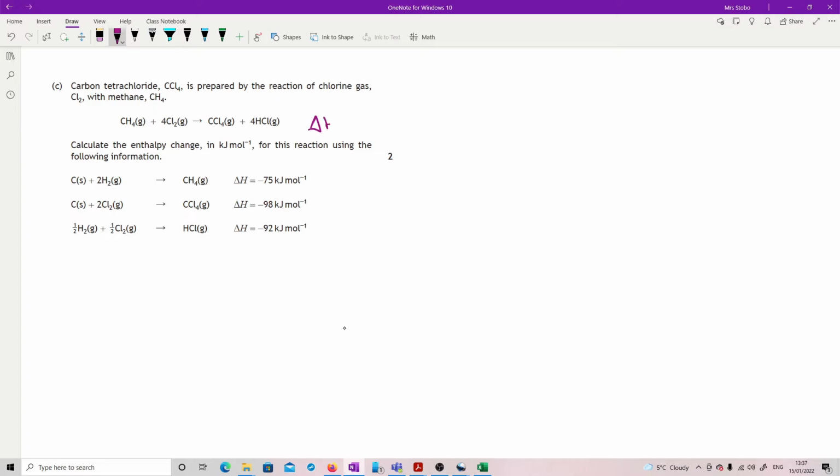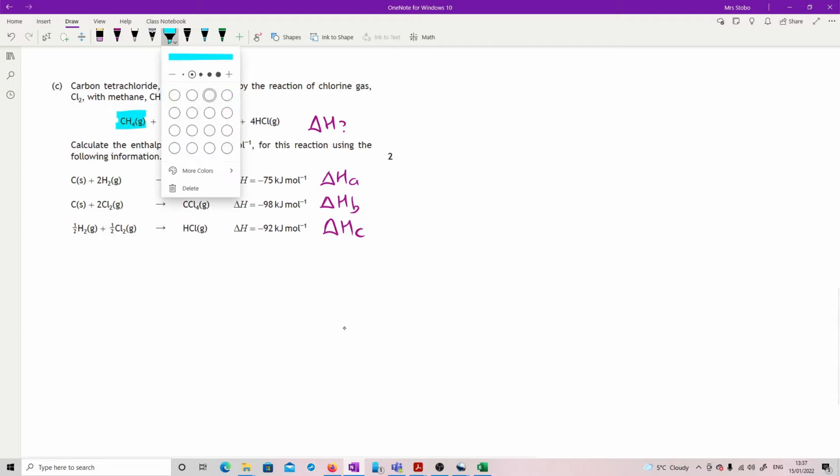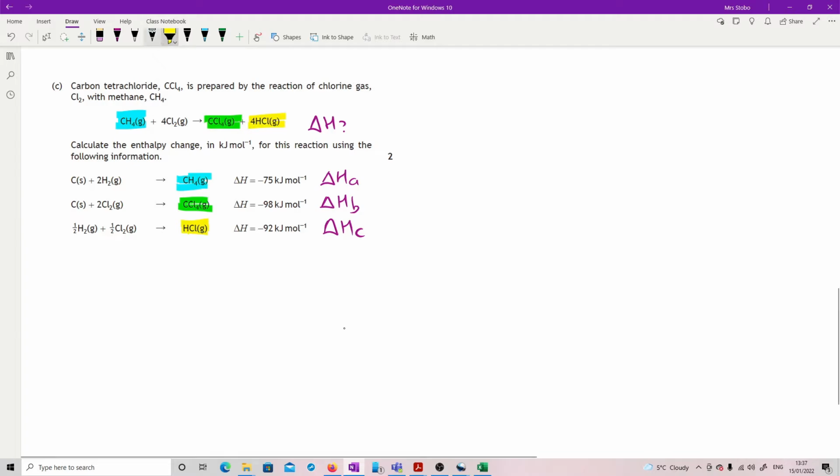Right, so this is my A, my B, and my C, or my 1, 2, 3, whatever you want to call it. Okay, right, let's see what each of them is doing. The A is for my methane over here. B is for my carbon tetrachloride, and this one is for my hydrochloric.